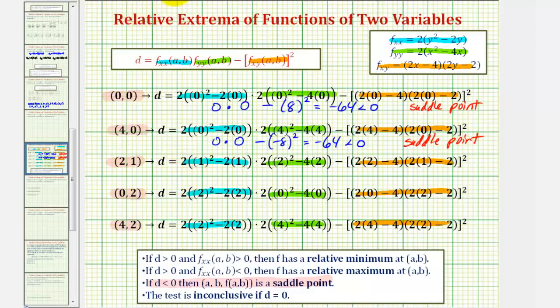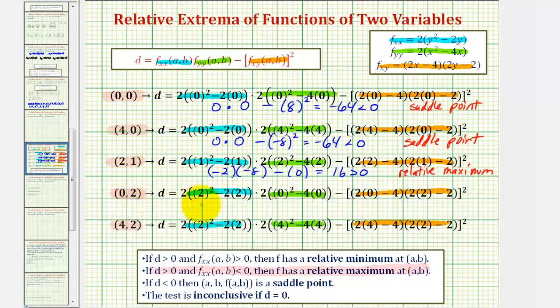At the point 2, 1, here we have 1 minus 2, that's negative 1 times 2, that's negative 2, times, this would be 4 minus 8, that's negative 4 times 2, that's negative 8. And then we have minus, this would be 4 minus 4, that's 0. This is also 0 squared, so we have minus 0. So this is equal to positive 16, which is greater than 0. So because d is greater than 0, and the second partial with respect to x is negative, that means we have a relative maximum at this critical point.